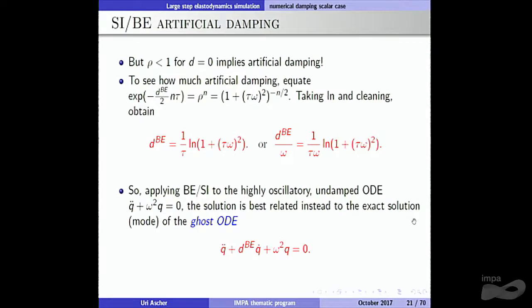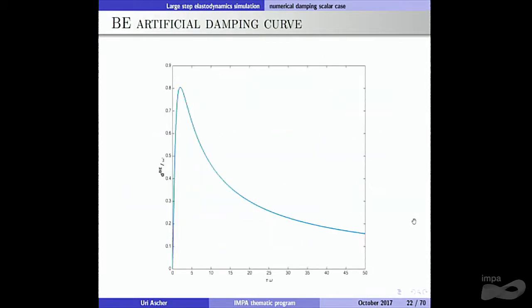So it's better to write dBE over omega and obtain this expression. Why is it better? Just checking if you're awake. It's better because this depends only on tau times omega. Tau is the step size, omega is the frequency, and this expression depends only on the product of the step size and the frequency. And so I can actually plot it. So dBE over omega depends only on tau times omega. And there it is.